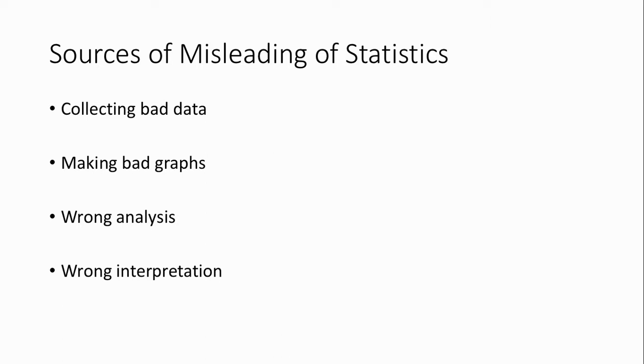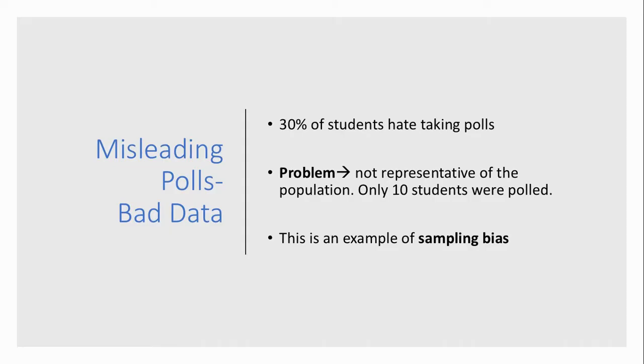What are some sources of misleading statistics? Well, you can collect bad data, you can make bad graphs, you can do incorrect analysis, and you can interpret things wrong. So we've got a lot of opportunities to screw things up. Here's an example: 30% of students hate taking polls. Maybe you read that in a school newspaper. The devil is in the details. What was the population that they sampled from? Well, they only surveyed 10 students, and it happened to only be the 10 students that were eating in the cafeteria that afternoon. So is that really representative of the population? No. That's an example of sampling bias.